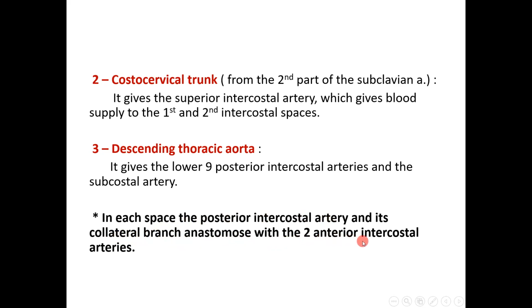anastomose with the two anterior intercostal arteries. There is anastomosis between the anterior and posterior intercostal arteries. The anterior intercostal arteries are from the internal thoracic artery, which is a branch from the first part of the subclavian artery. The posterior intercostal arteries are branched from the descending thoracic aorta. These anterior and posterior intercostal arteries anastomose with each other. There are 3 anastomoses between them.